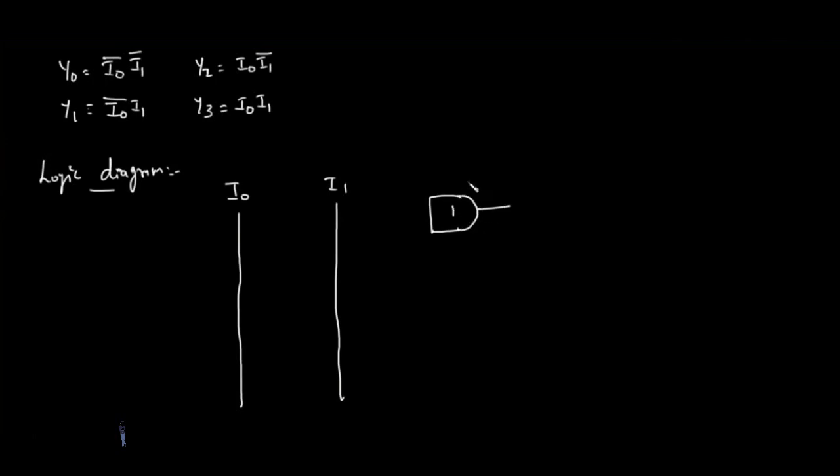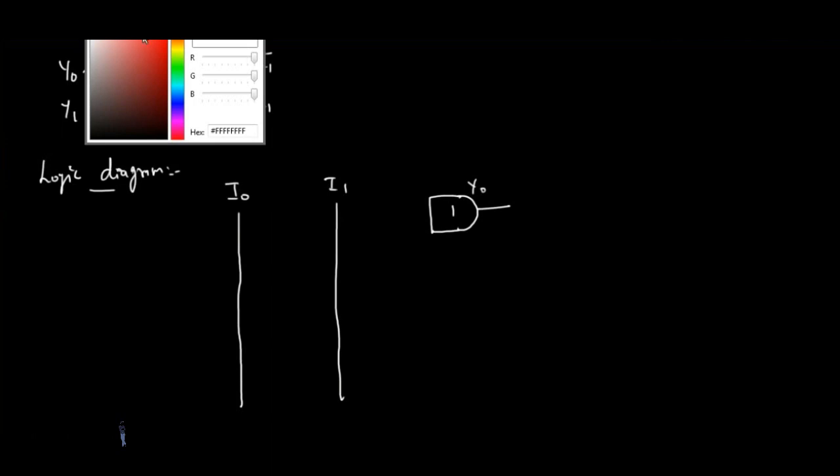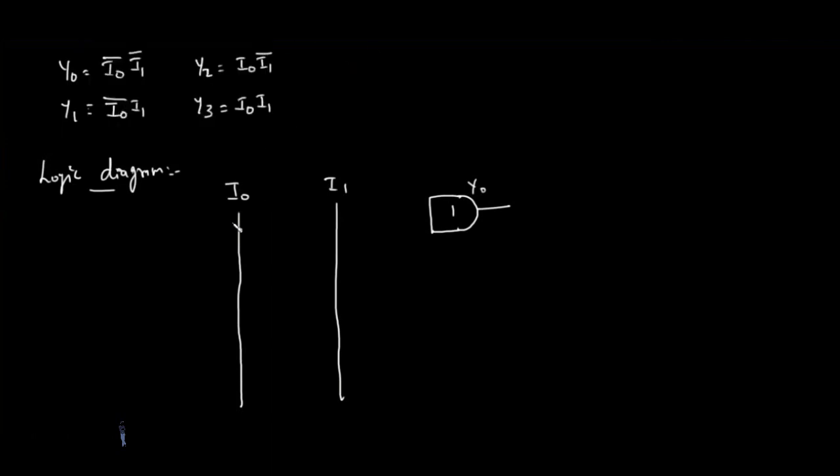This AND gate has y naught as the output. So what are the inputs you have for the AND gate? For the inputs of the AND gates, we need a complement, right? So we need this NOT gate to complement the I naught, and that will be connected with the AND gate, and a complement for I1 also. So this is I1 bar, right? So the input will be I naught bar and I1 bar.